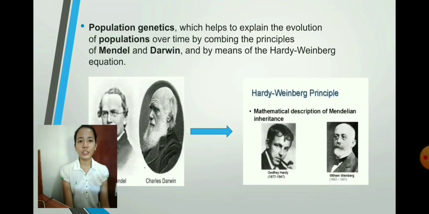So, population genetics helps to explain the evolution of a population over time by combining the principles of Mendel and Darwin's theory by means of the Hardy-Weinberg equation. Through the theories of Mendel and Darwin, Godfrey Hardy and Wilhelm Weinberg created a mathematical description of Mendelian inheritance.